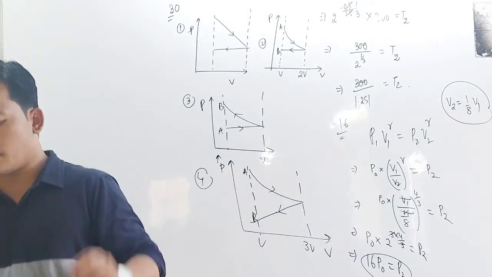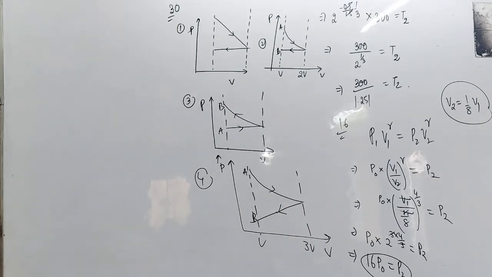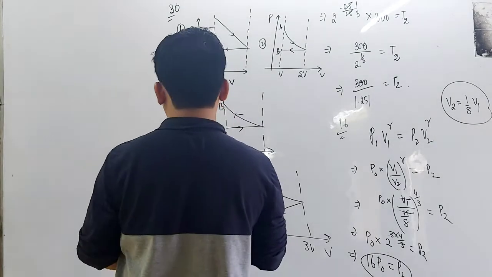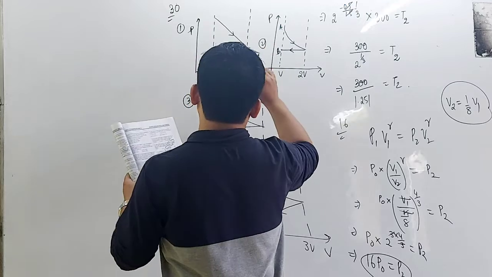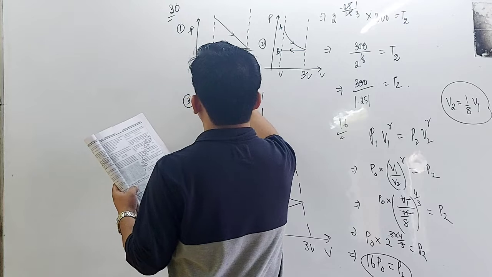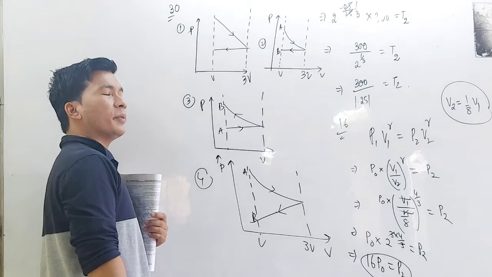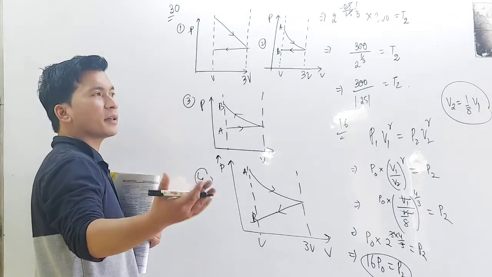Question number 30. One mole of ideal gas goes from initial state A to final state B via two processes. First, it undergoes isothermal expansion from volume V to 3V. Understand that? Isothermal expansion. Expansion means increasing the volume.